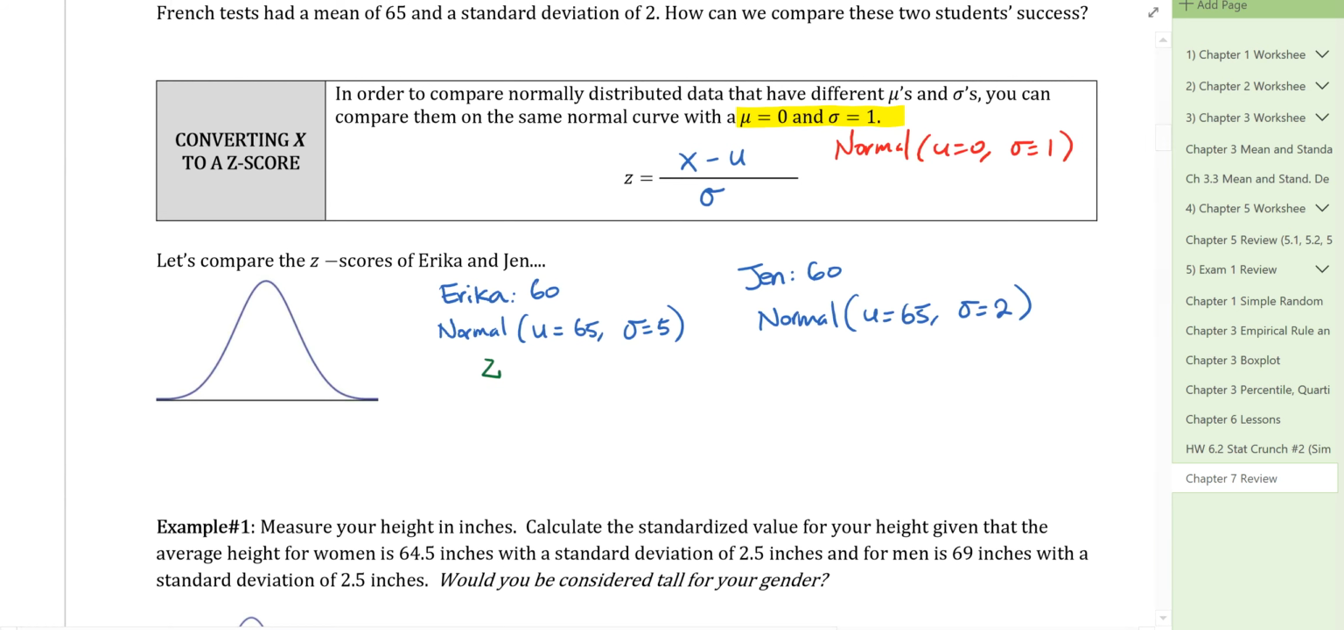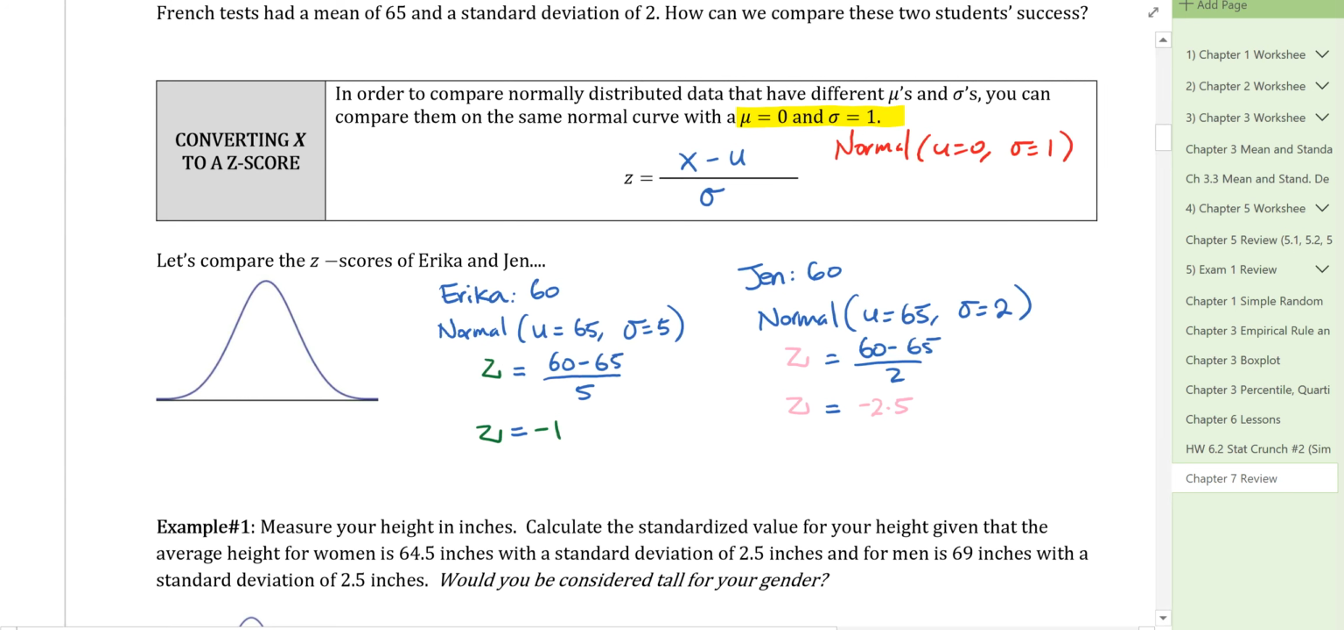So z for Erica is x minus mu over standard deviation. That's 60 minus 65 over 5, and we got negative 1. For Jen, we converted and got negative 2.5. Note that they both scored below the average, but let's draw a normal curve and see what it exactly means.